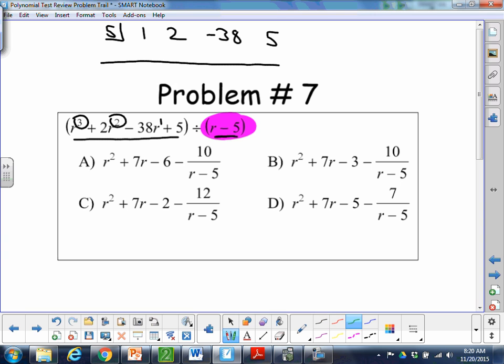And then the synthetic process is bring down the first term, and that 1 is going to get multiplied by the 5 that's in the box there, so 1 times 5. And then we're going to add straight down. So this is different than long division where you subtract. Synthetic, you add. So 2 plus 5 is 7. 7 gets multiplied by the 5.